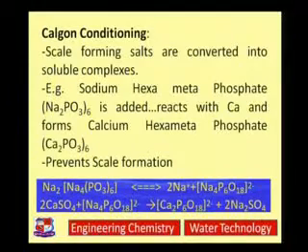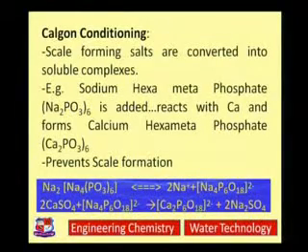Calgon conditioning. Calgon is the chemical name of a compound known as sodium hexametaphosphate, Na2[Na4(PO3)6]. In this treatment method, calgon is added in the hard water and the scale forming salts are converted into soluble complexes, and thus scale formation can be prevented.